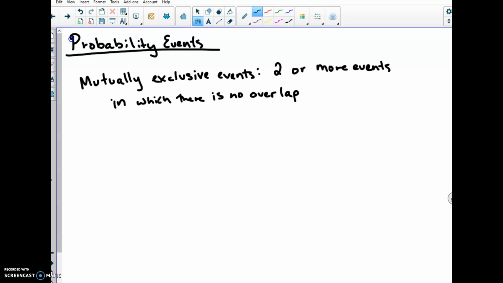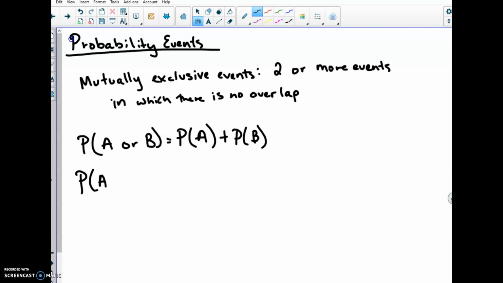If you have a mutually exclusive event, we have a certain type of probability. So the probability of event A or event B equals the probability of A plus the probability of B. Okay, so that's if they are mutually exclusive, we have no overlap. If there is overlap, then our probability is going to be 0 because we have that situation in which there's an overlap occurring.